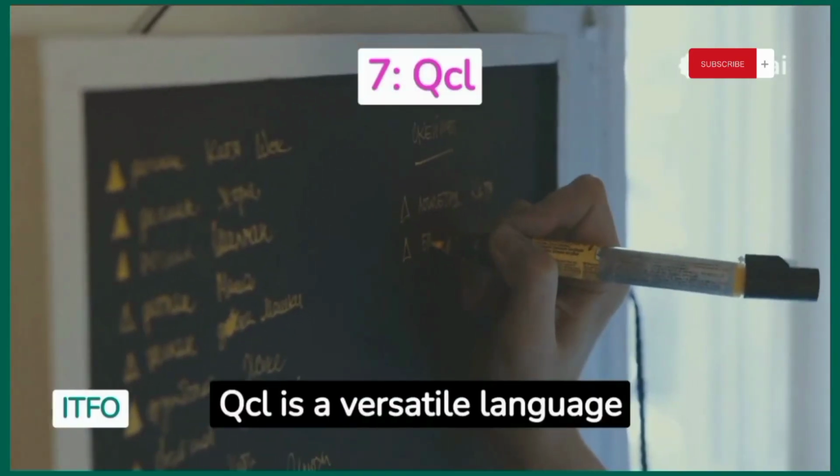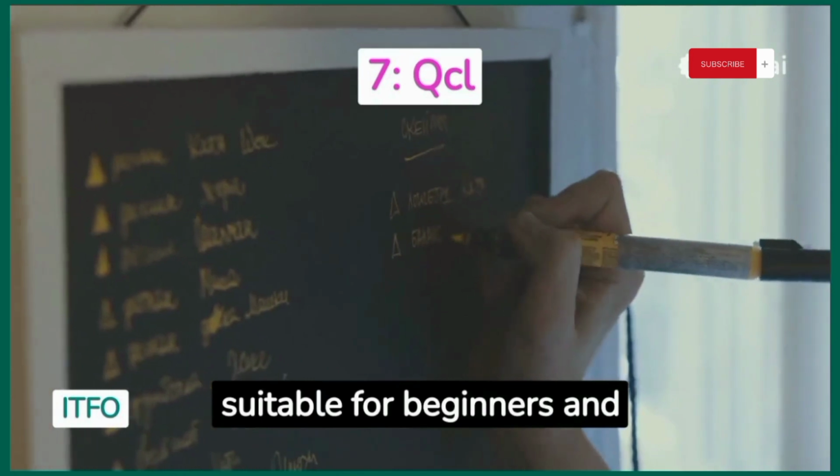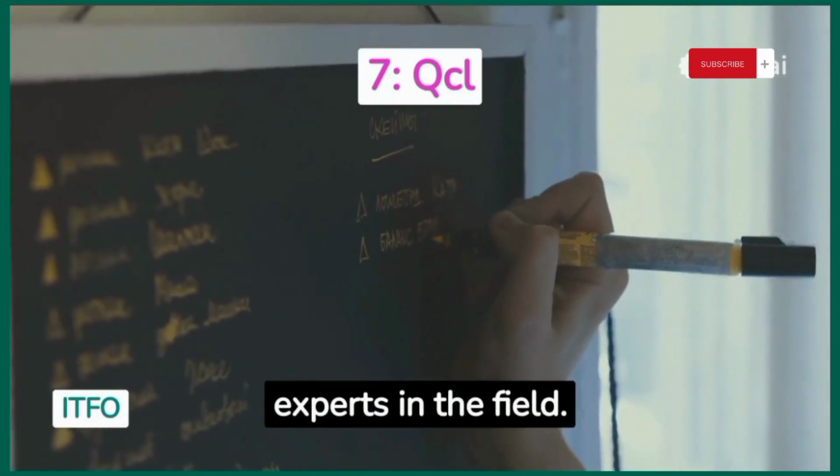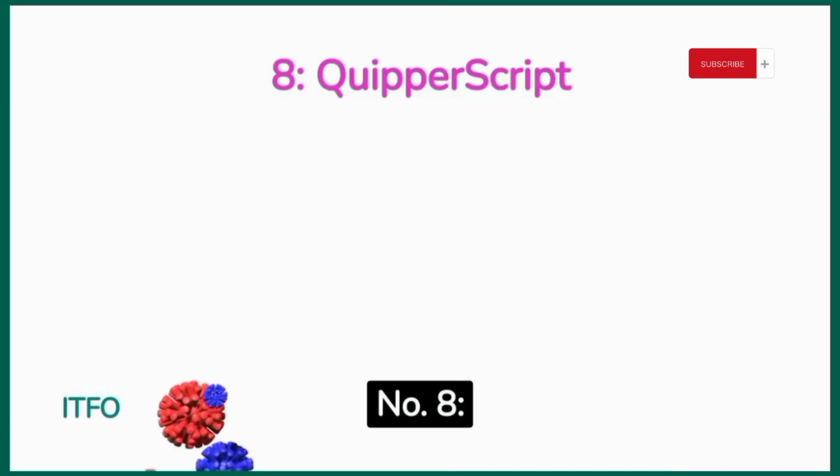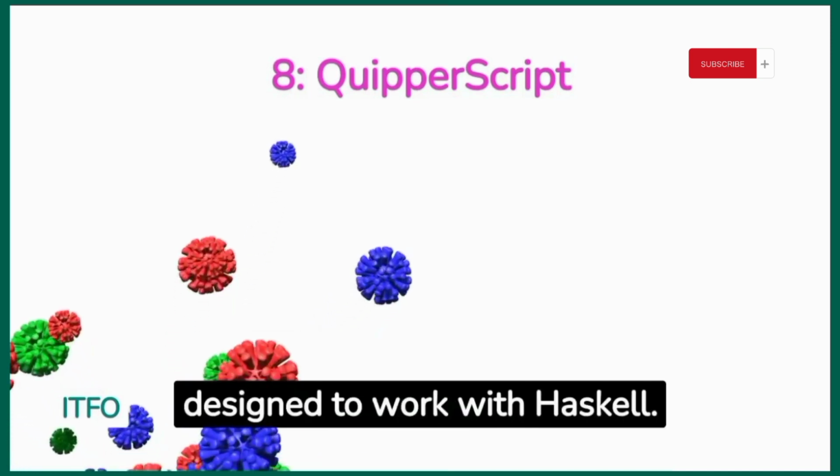Number 7, QCL is a versatile language suitable for beginners and experts in the field. Number 8, Quipper Script is a variant of Quipper designed to work with Haskell.